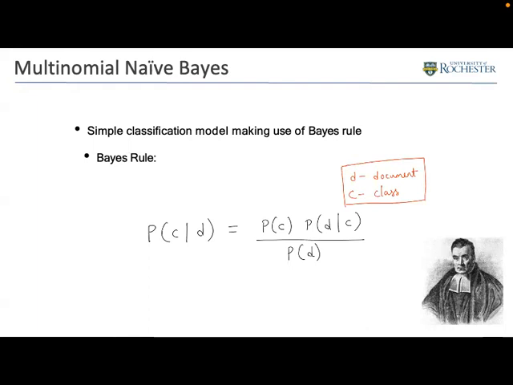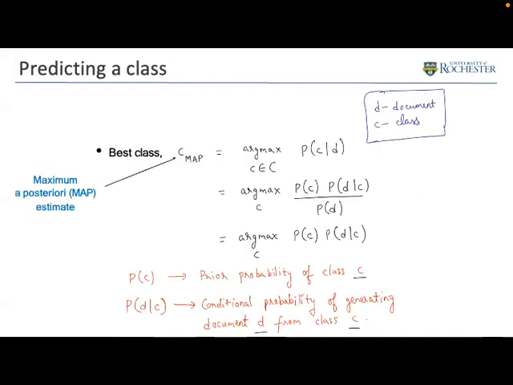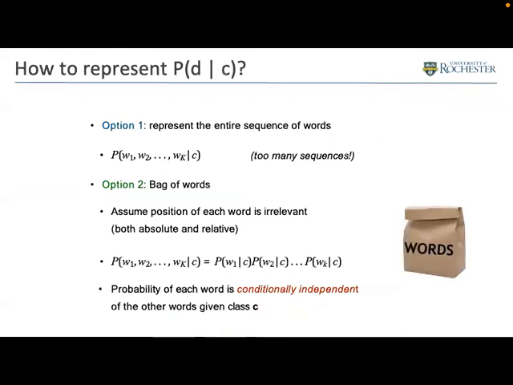We have C, the class of the current document, and D is the document. So naive Bayes can be written with the Bayes rule, and if we want to find the MAP, that means we want to take the argmax over C of this probability. We need two terms. One is the prior probability of the current document class, P(C), and the other one is P(D|C), the conditional probability of generating document D from the class C. So how can we calculate these two terms?